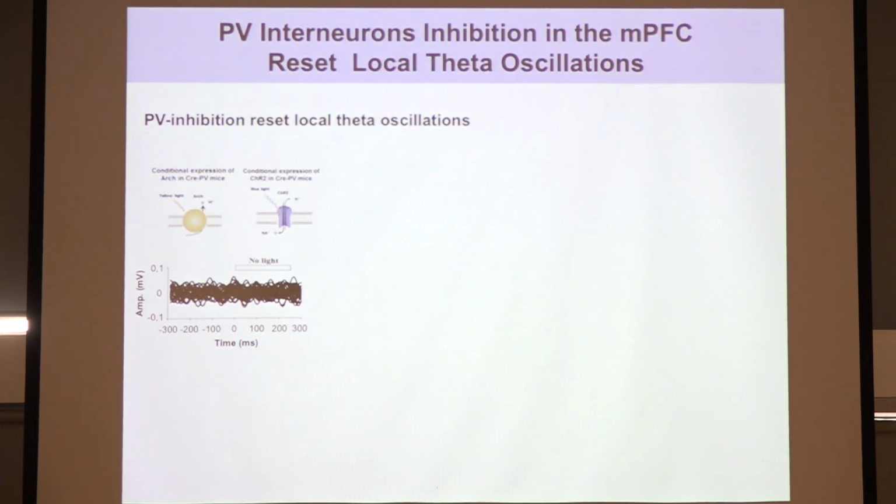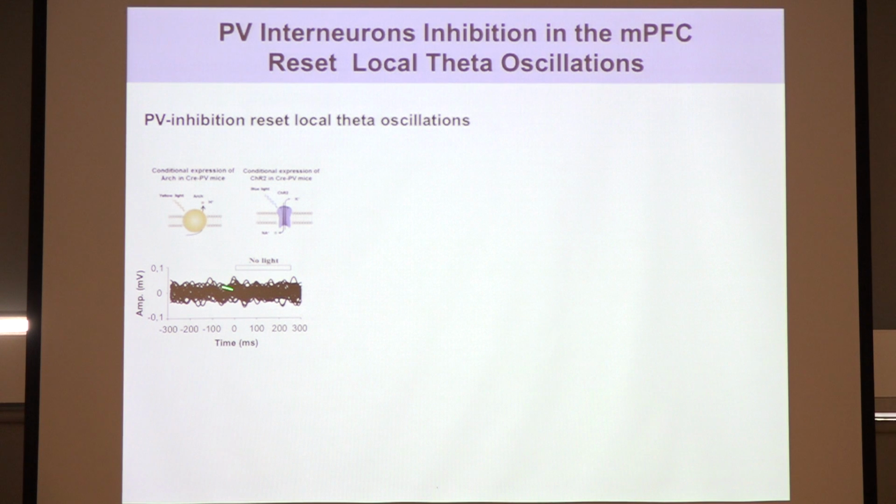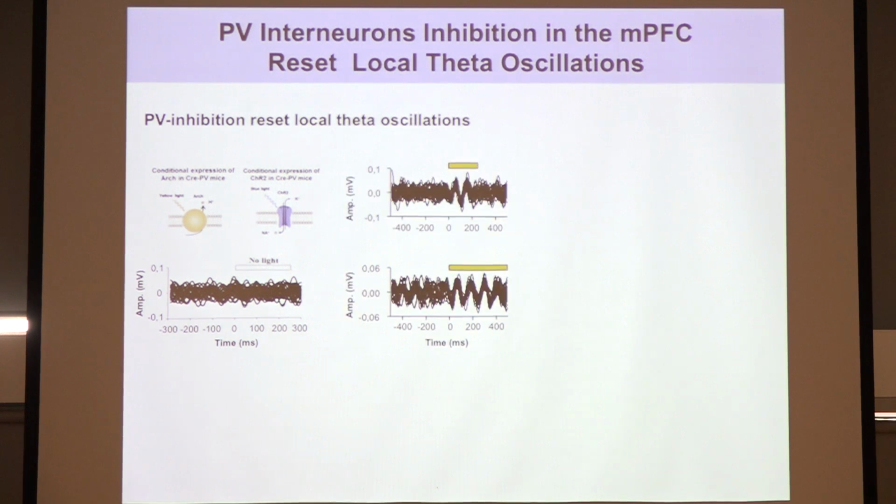And we made the following observation. We manipulated the PV interneurons, and we looked at the effect of this manipulation on the local field potential. And this was really an interesting observation. This is the local field potential in the control condition. There is no light. And when we inhibited the PV interneurons, we observed that we got the resetting of the oscillation. So here we are manipulating the PV interneurons in the prefrontal cortex. So we induce the resetting of the oscillation. And really interestingly, if you increase the length of the light pulse, you increase the number of oscillations.